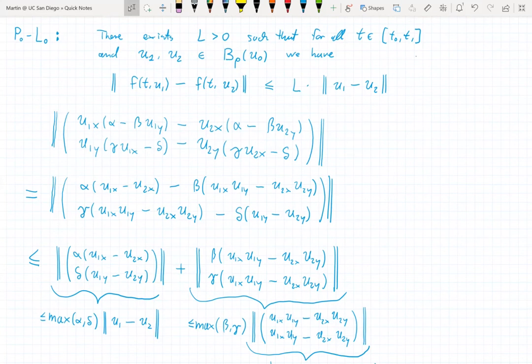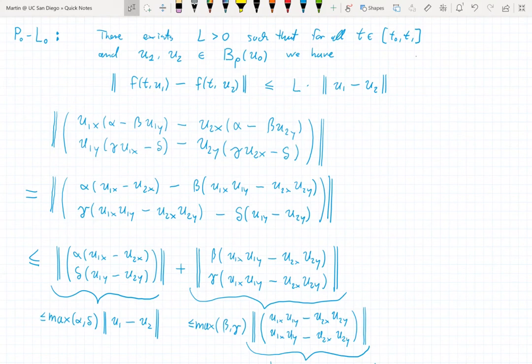So let's write down the left-hand side of the inequality. That is the Euclidean norm of a vector. The first component is u1x times (alpha minus beta u1y) minus u2x times (alpha minus beta u2y). And the second component is u1y times (gamma u1x minus delta) minus u2y times (gamma u2x minus delta).